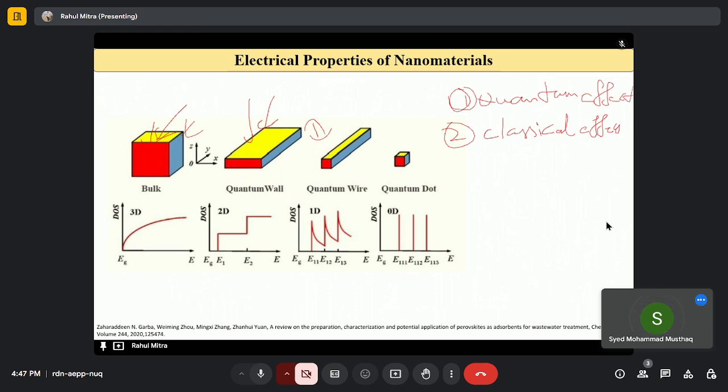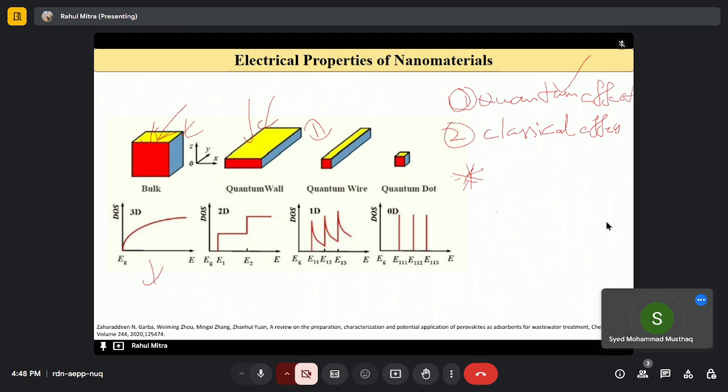So let's start with the quantum effect, right? First, let's see what the density of states is. How do we define it, or how did we get this function? So, the density of states function.